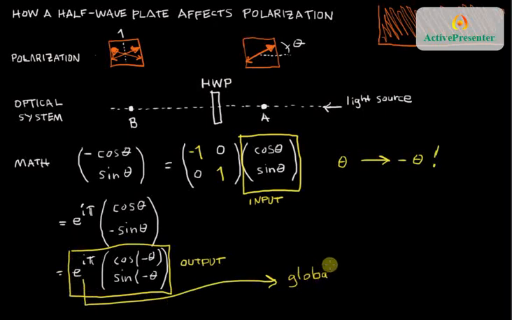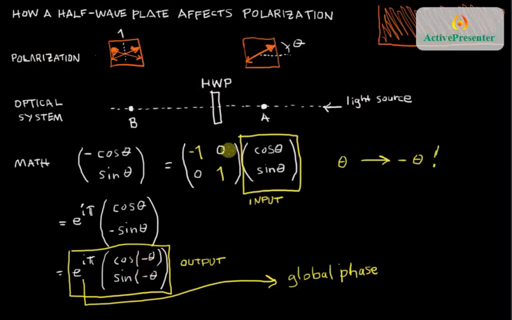that's global phase of e to the i pi, which is not influencing the overall polarization state and wouldn't influence a measurement of that state if there's no other light in the situation. So now we've done it.